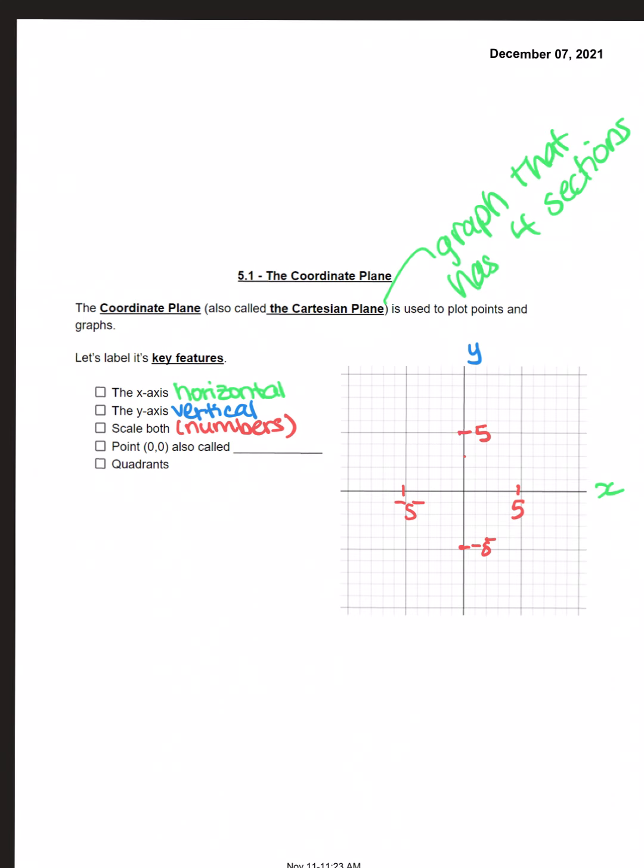In the middle here, where both my x and my y axes cross, that's the point 0, 0. We also call this the origin. And at the origin, again, this is where the x and y axis cross.